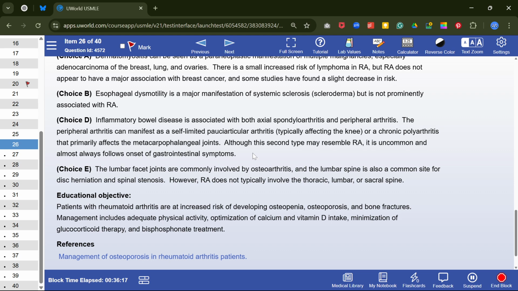In osteoarthritis, the lumbar spine is a common site for disc herniation and spinal stenosis. However, RA does not typically involve the thoracic, lumbar, and sacral spine.